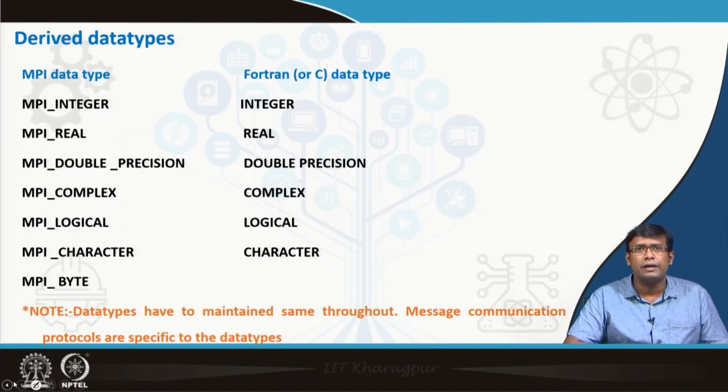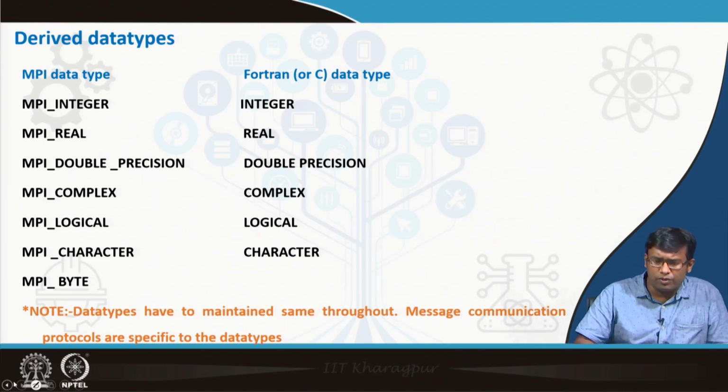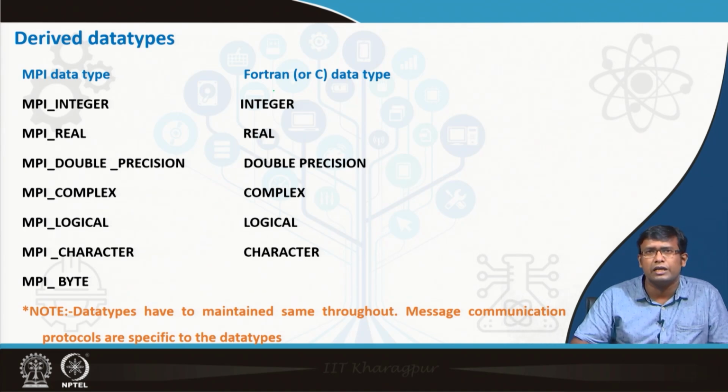And what is further important here are the data types for message passing. We are aware of these data types in Fortran: integer, real. In C it is float, double precision, complex, logical, character. These are the data types we use for computing in a simple sequential computing environment.